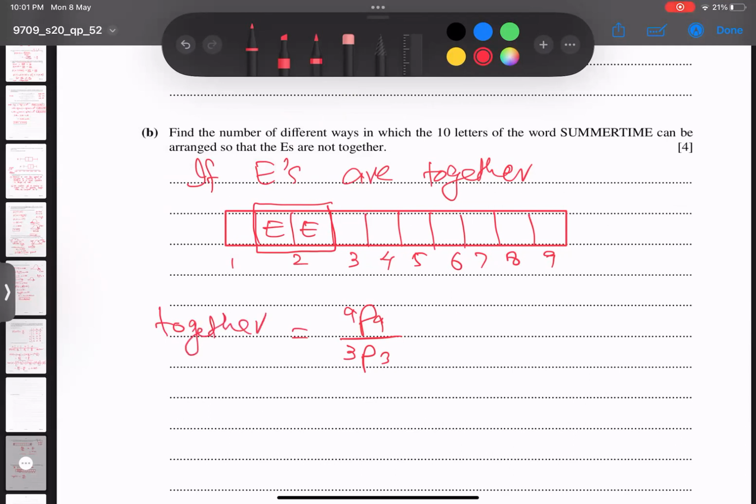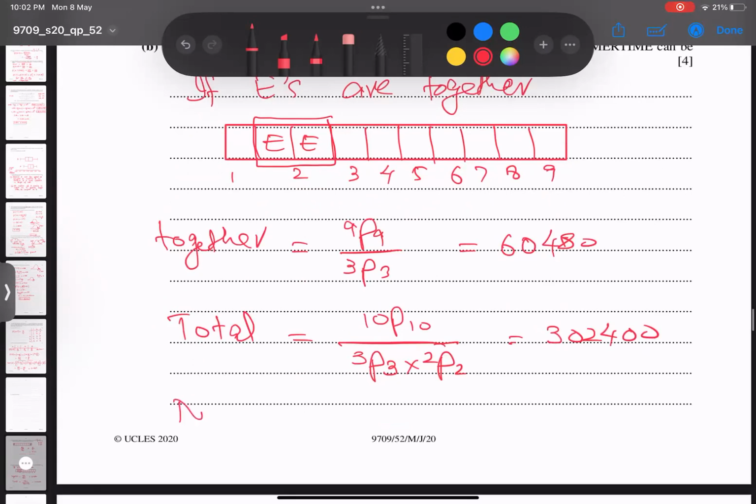So I'm typing 9P9 divided by 3P3. I'm getting 60480. Now, what is the total number of options, students, we have? Total options is very clear. Total ways is 10P10, because 10 letters all together, divided by 3P3 for 3 M's and 2P2 for the other ones. Let me check. 10P10 divided by that is coming 302400. And if I subtract them, we get not together.